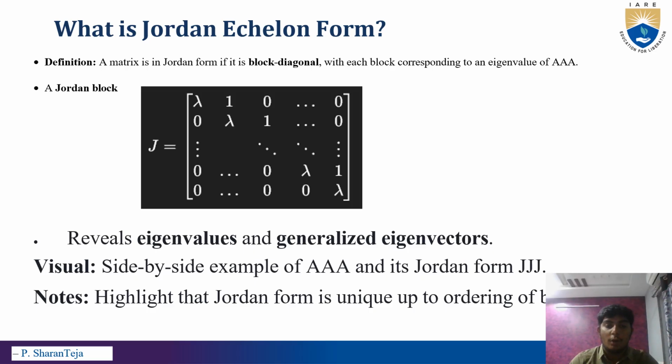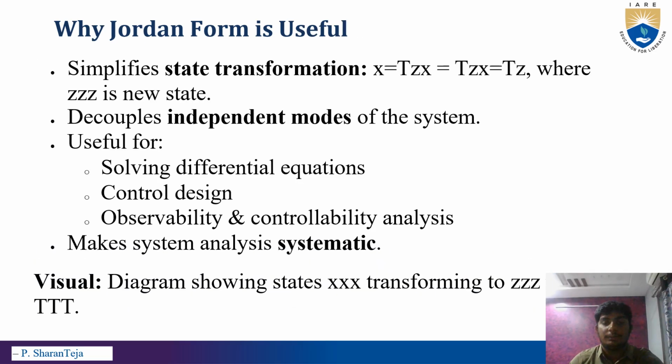If every eigenvalue of A is distinct, the matrix is diagonalizable, meaning its Jordan form is simply a diagonal matrix. If some eigenvalues repeat or A isn't diagonalizable, the Jordan form shows us how much coupling remains between the states.